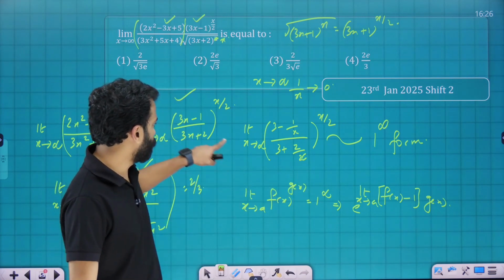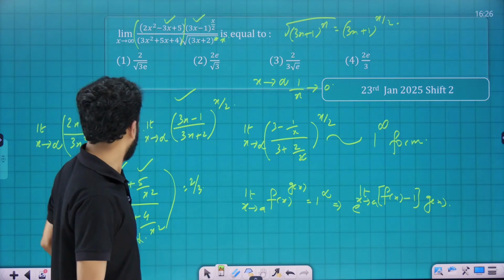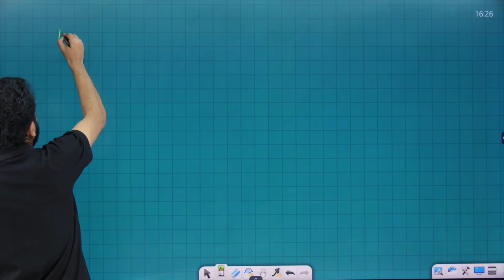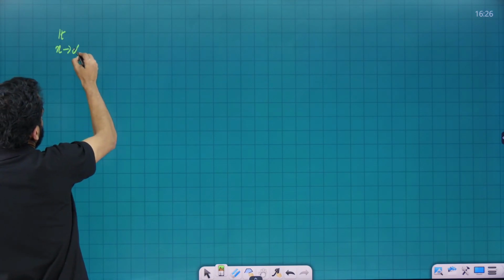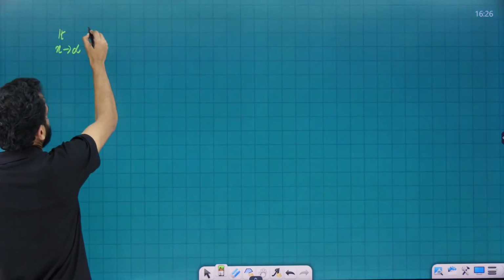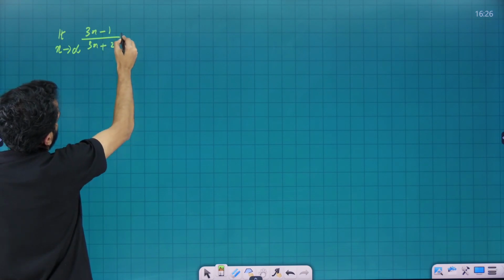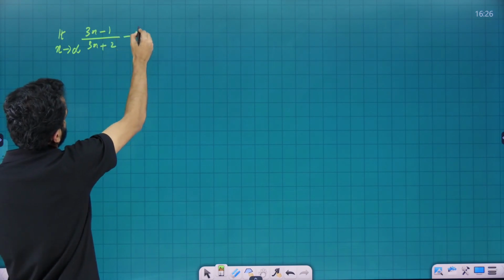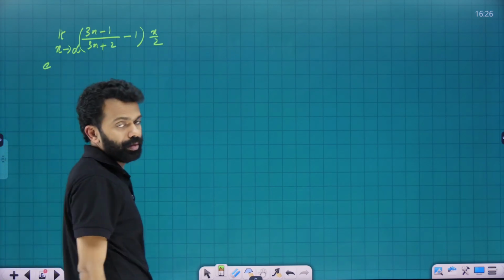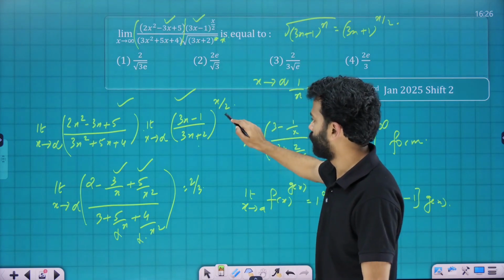So here I'm going to use this one. Instead of this one, I'm going to use the parent one. Therefore, in the next slide, hopefully we can do that. That is limit x tends to infinity of (3x minus 1) divided by (3x plus 2), raised to x by 2. There is an e here. e raised to limit x tends to infinity, where this is f of x and this is g of x.